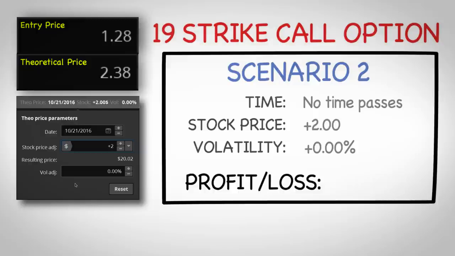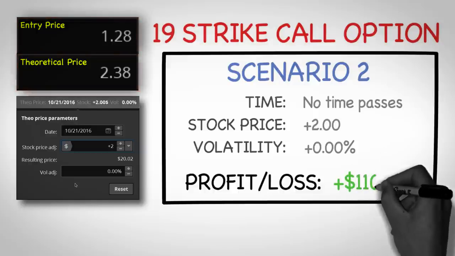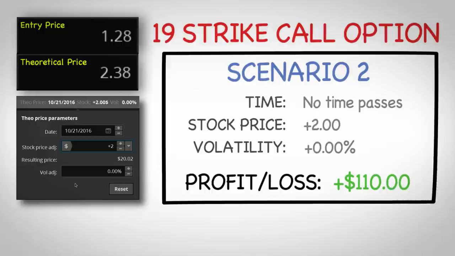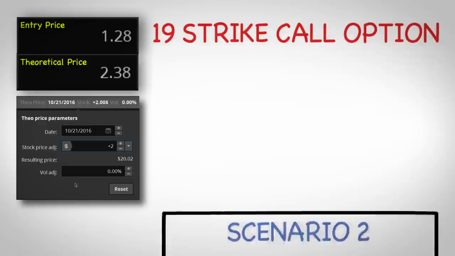So if you bought the option for 128 and sell it for 238, then you made $110 on the trade. Now, just a quick side note, you may wonder why the option went up 110 when the underlying stock went up 2. You're going to learn why this is the case and also how to estimate this type of thing while trading options in the Option Greeks chapter.